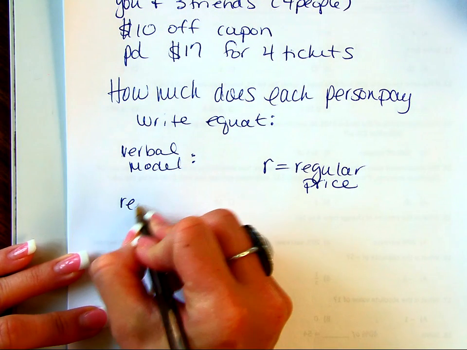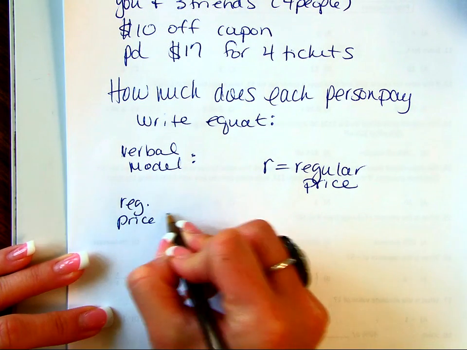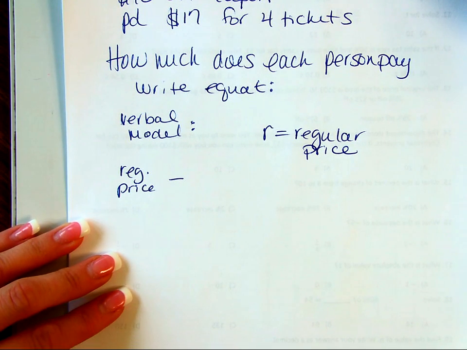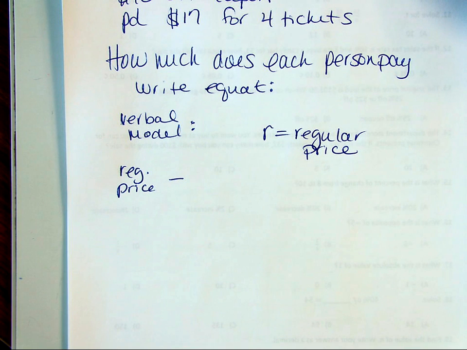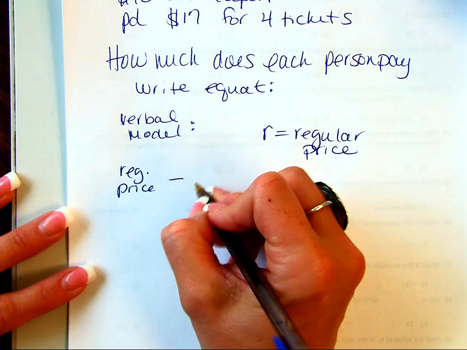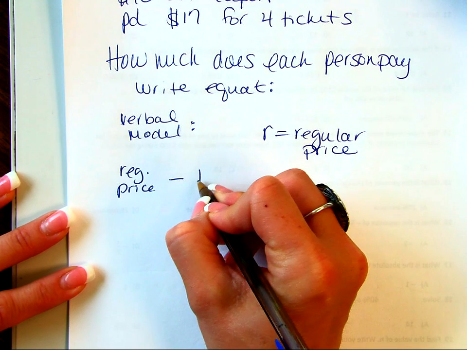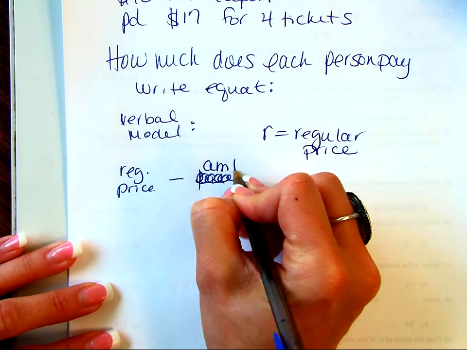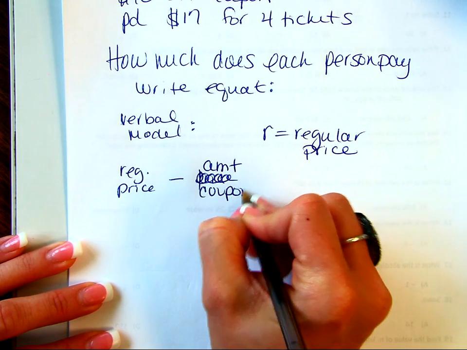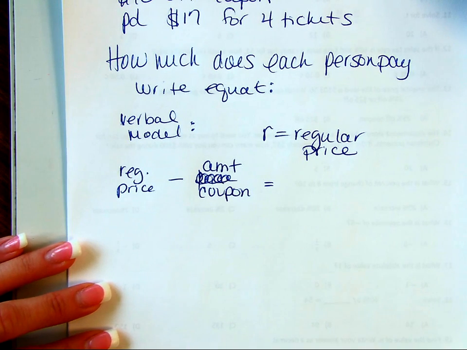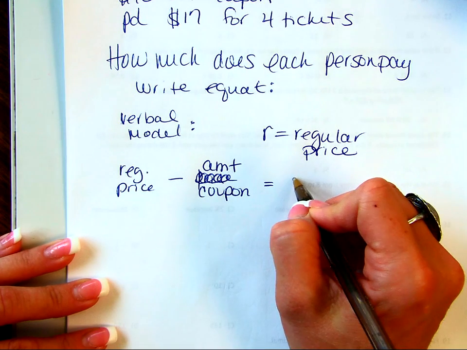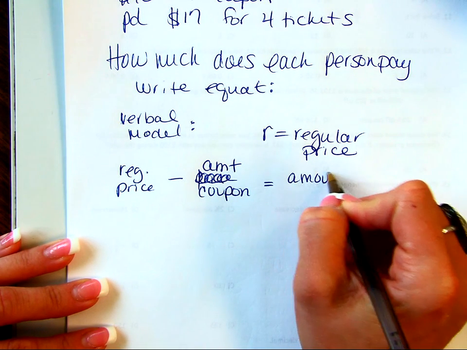So wouldn't I take that regular price and do what? What does the coupon mean? Coupon means you get to pay less, right? So how much was the coupon worth? $10. Amount. I'm not going to say price of coupon, sorry. We'll say the amount of coupon. And what will that give me? If I take the regular price subtract the coupon amount, that will give me the amount that was paid.